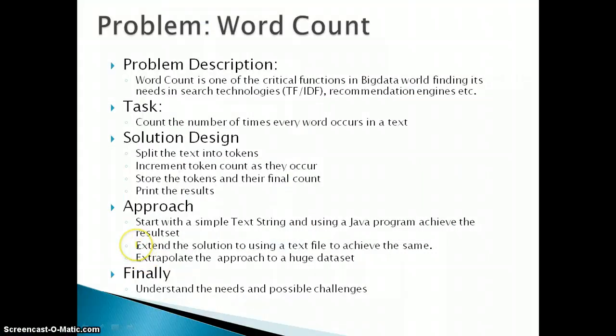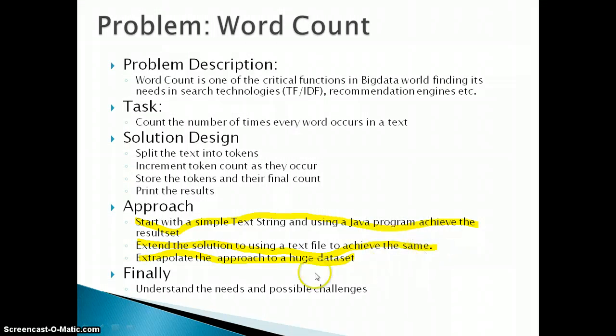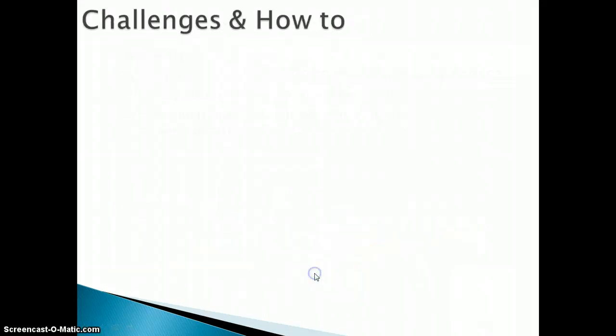So looking back at the approach, what we have completed is this step of the approach. We have just taken a simple text and we've seen the result. And we also have completed the second step where we are seeing the output in a file. The third step is extrapolating into a huge data set of around GB or TB kind of size. So let's look at finally what are the challenges that we are looking at.